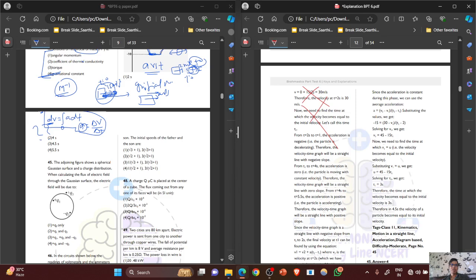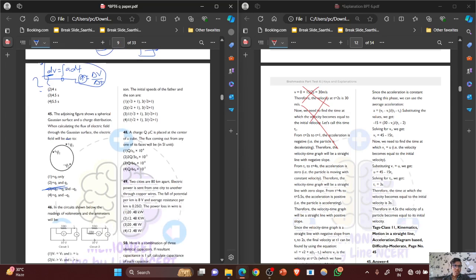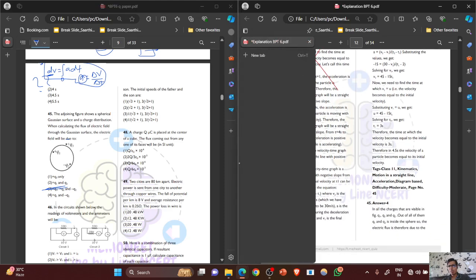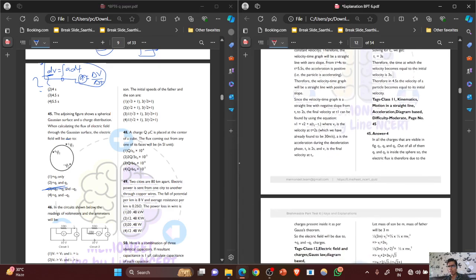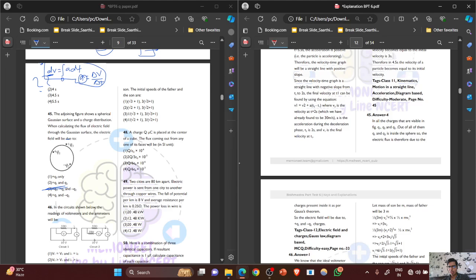A spherical surface and charge distribution. When calculating the flux of the electric field through the Gaussian surface, the electric field will always be due to all the charges Q1, Q2 and Q3. Option 3 is the correct answer. What they have done is taken the charge Q3 out of all of them, so the electric flux is due to the field.